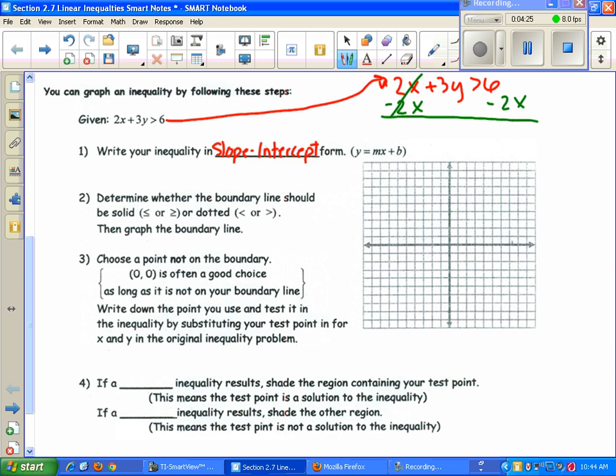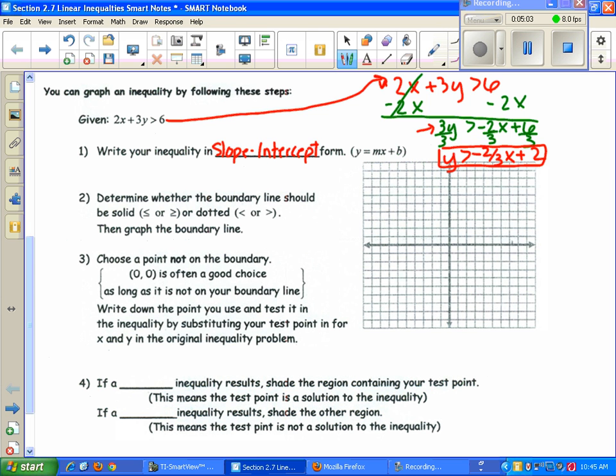Then negative 2x and 2x cancel out. This leaves me with 3y is greater than negative 2x plus 6. And then I'm going to divide everything by 3 to get y by itself. Now my equation ends up being y is greater than negative 2/3 x plus 2. Had I been dividing both sides of my inequality by a negative, I would have flipped my inequality sign, but we did not do that here, so I don't have to worry about that.